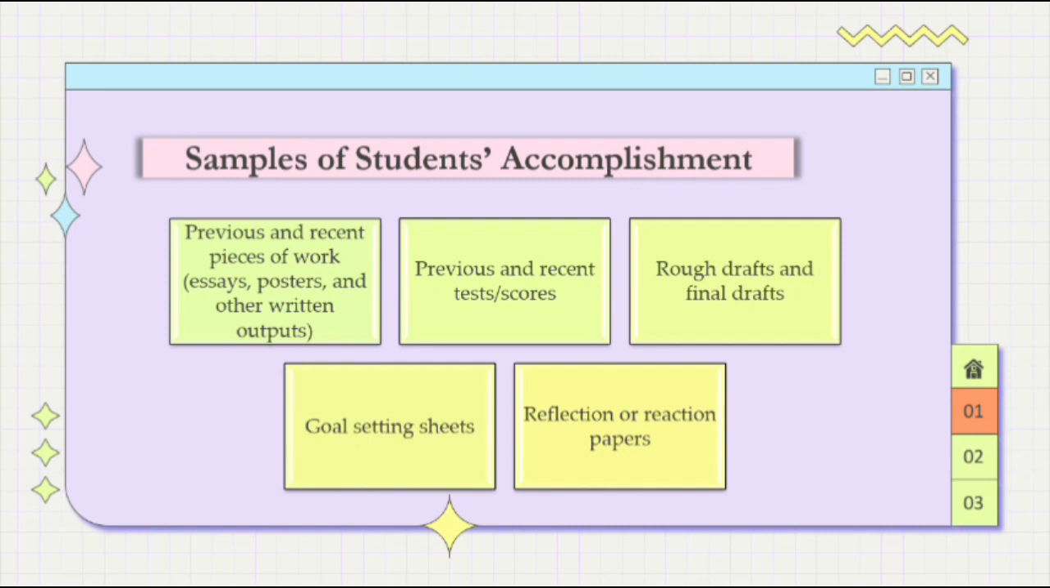Next would be previous and recent task scores, their rough drafts and final drafts of any topic, their goal setting sheets, and also their reflection papers or action papers on a certain topic.